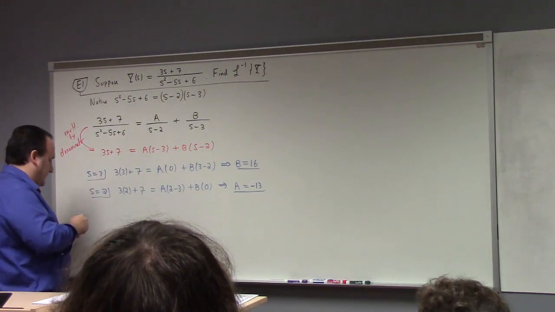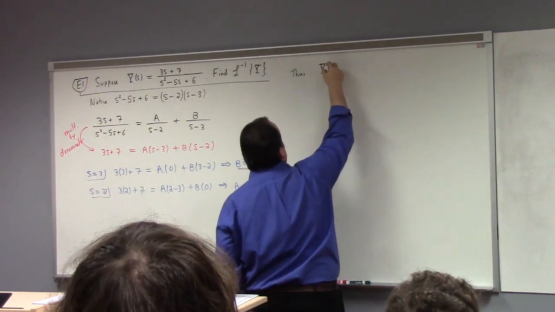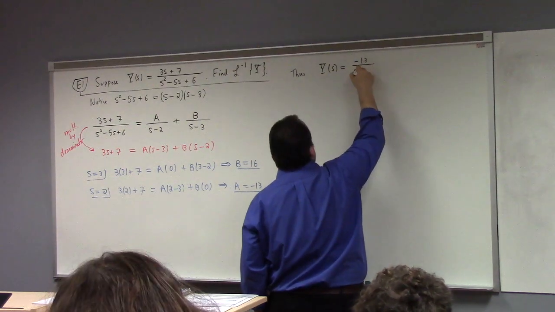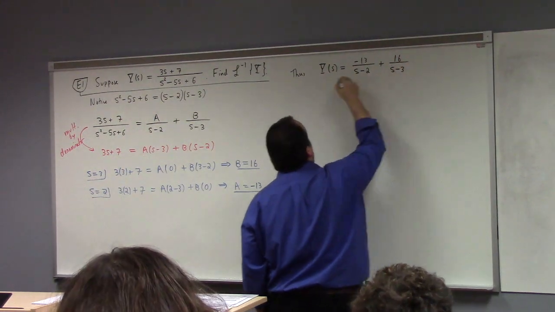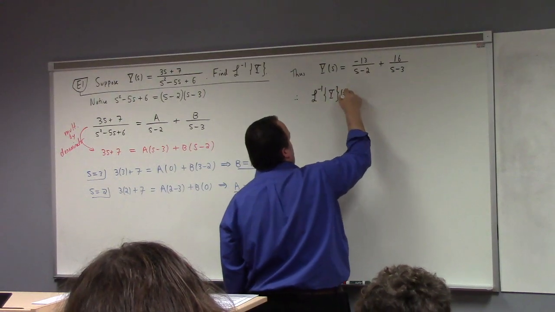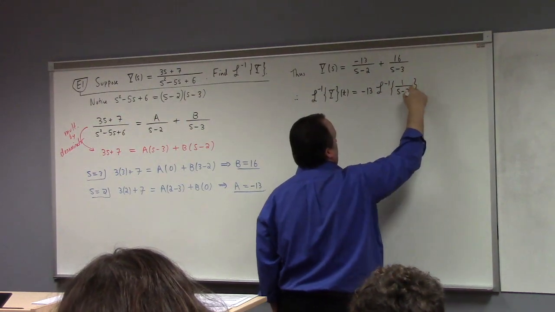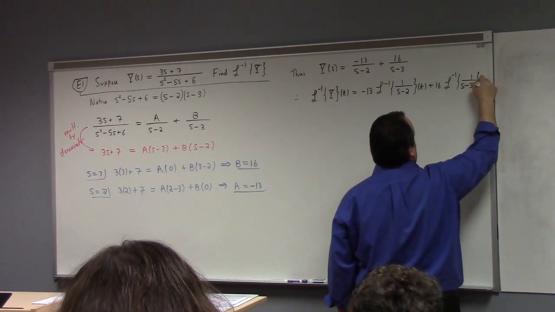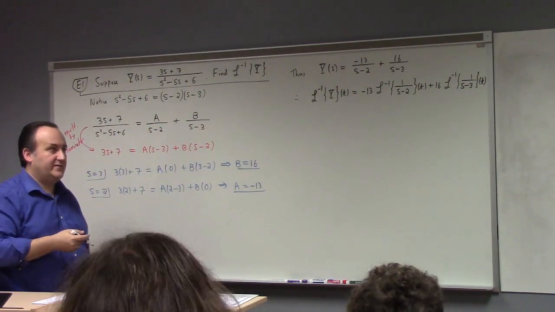Therefore, what do we have? Thus, Y as a function of s is equal to minus 13 over (s minus 2) plus 16 over (s minus 3). And therefore, the inverse Laplace transform of Y at time t is equal to minus 13 times the inverse Laplace transform of 1 over (s minus 2), plus 16 times the inverse Laplace transform of 1 over (s minus 3) at time t. There I'm using the linearity of the inverse transform.